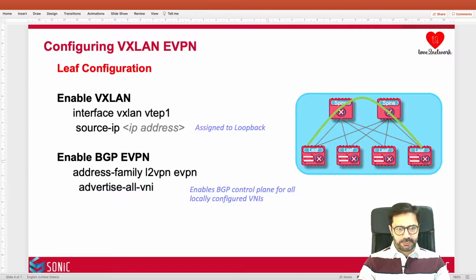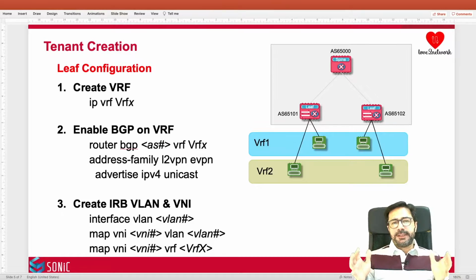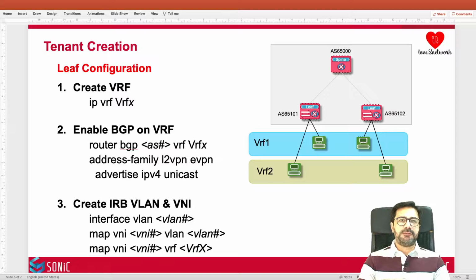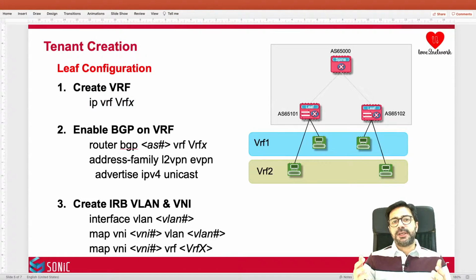Okay, so you've enabled BGP EVPN on your leaf. Next step is to create your tenants. Remember, a tenant is a logical construct in VXLAN EVPN architecture. We create a tenant by configuring VRFs. The reason we need multi-tenancy is that it helps us achieve network segmentation, which may be required to satisfy certain regulatory compliance, or it may be needed to meet certain functional requirements of your network.